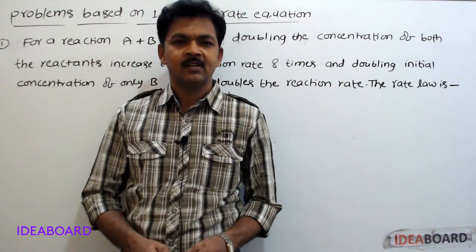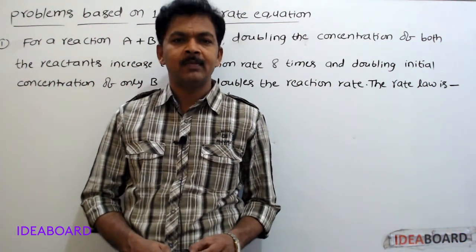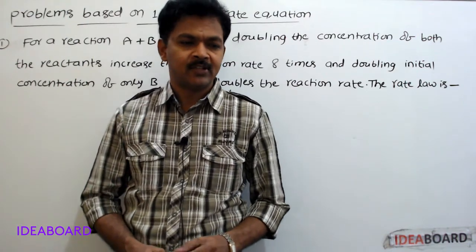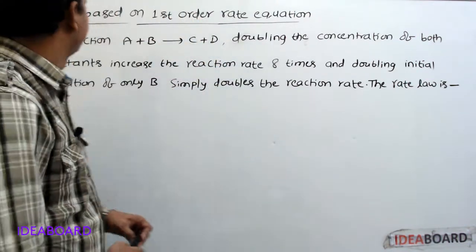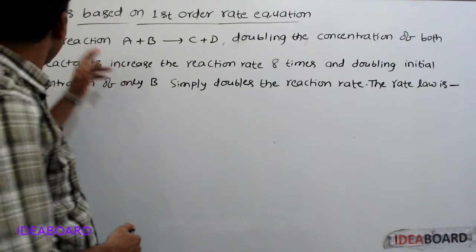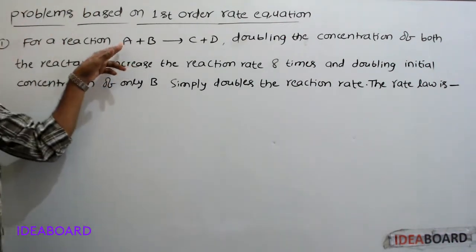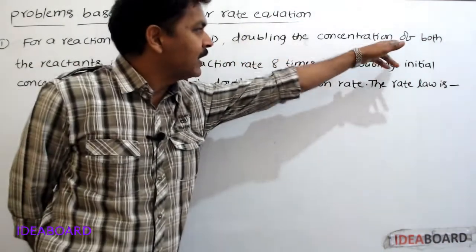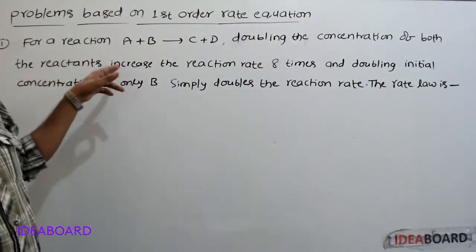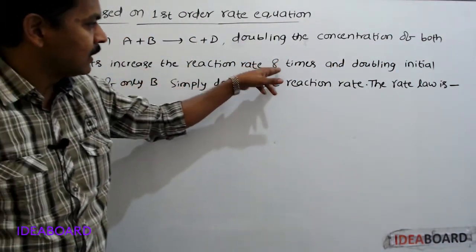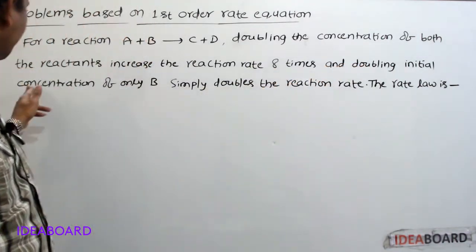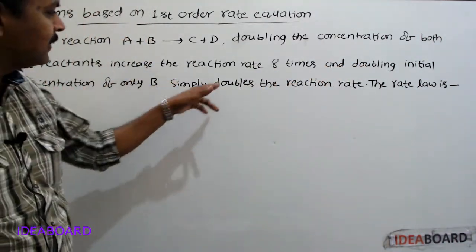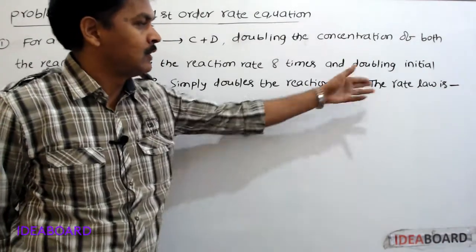My dear students, today I am going to explain problems based on first order rate equation. See, first problem: for a reaction A plus B gives rise to C plus D, doubling the concentration of both the reactants increases the reaction rate 8 times, and doubling the initial concentration of only B simply doubles the reaction rate. The rate law is?